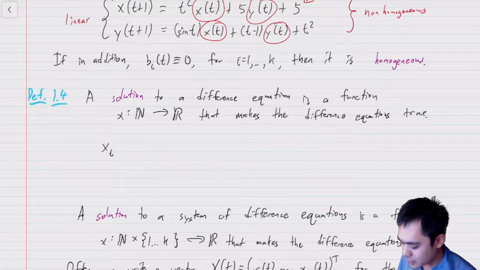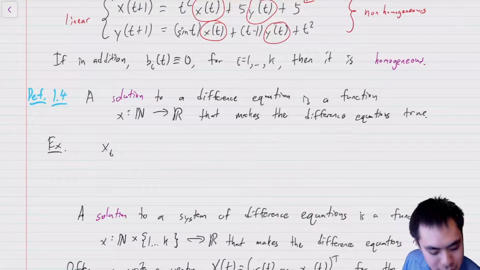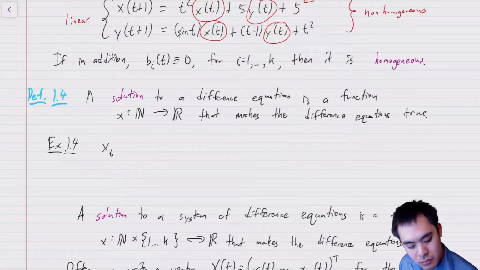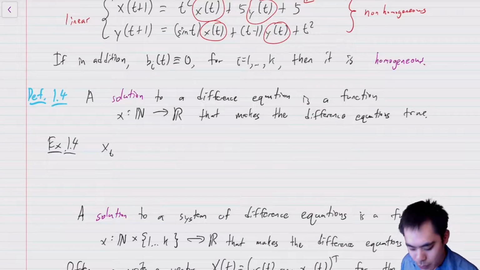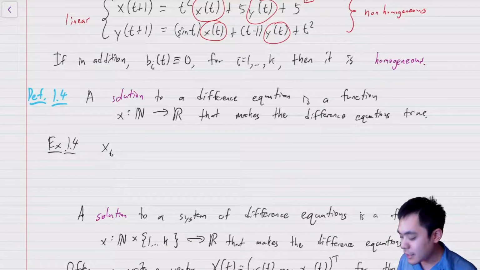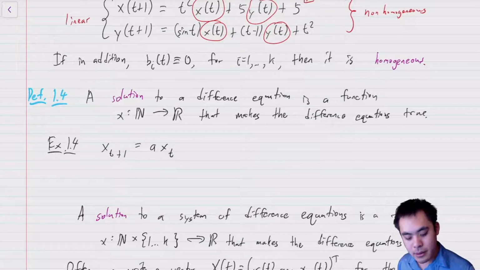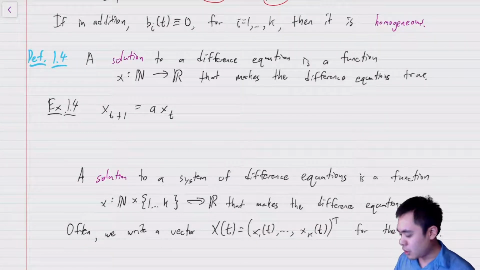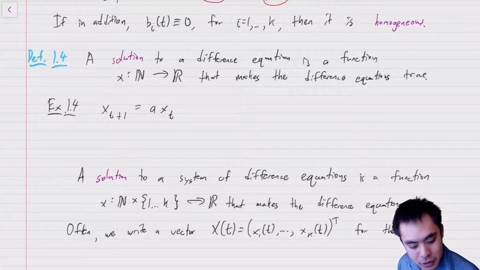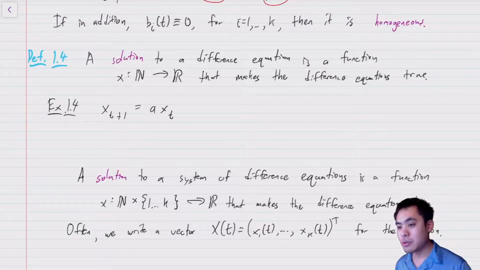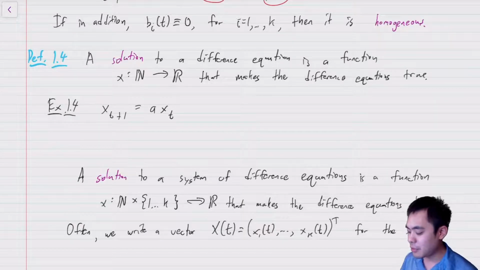I think this is one of the examples in the book. Let me check quickly. Yeah, this is 1.4. Well, it's not quite 1.4, but it's quite closely related to 1.4, so we'll use this. Let's say that x sub t plus 1 is equal to a x sub t. You may see basically this in the example 1.4, this is talking about an exponential growth of a population or exponential decrease of a population.